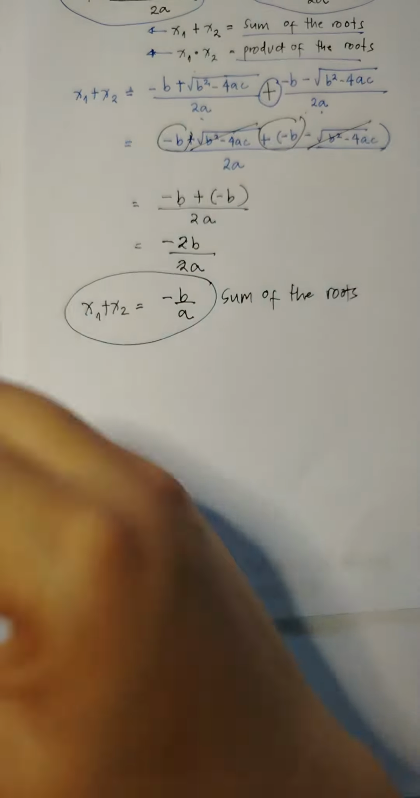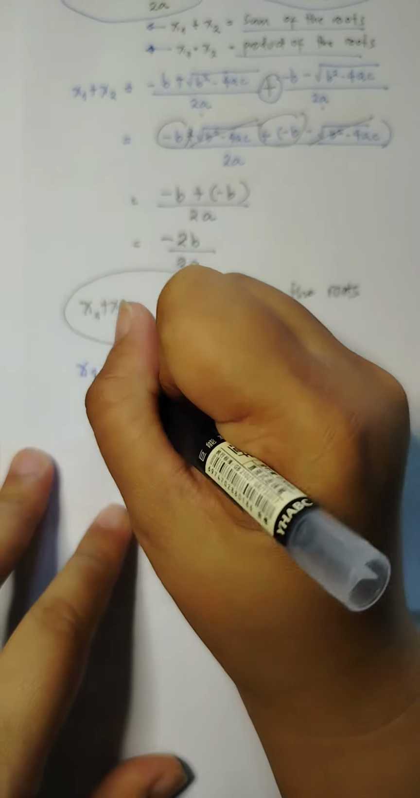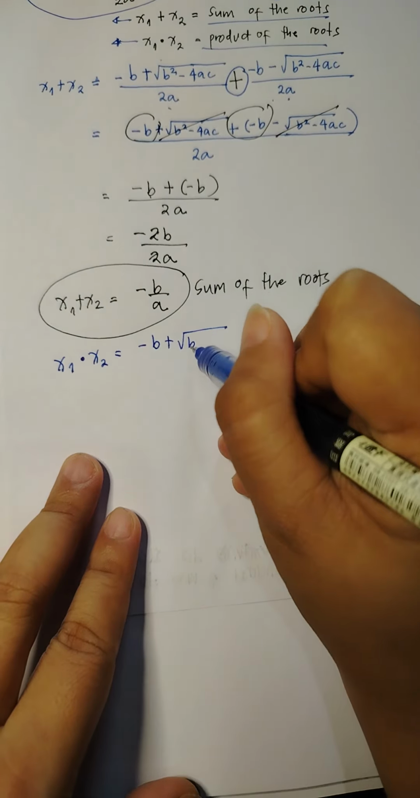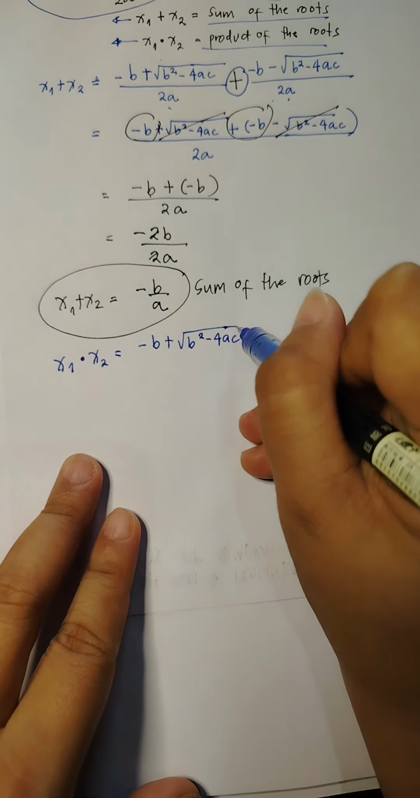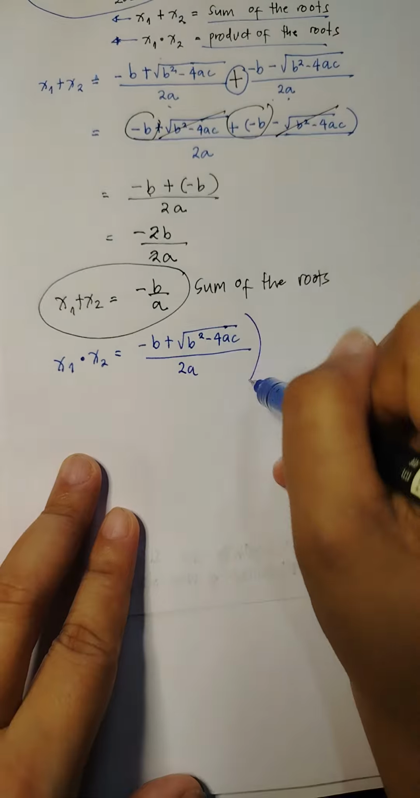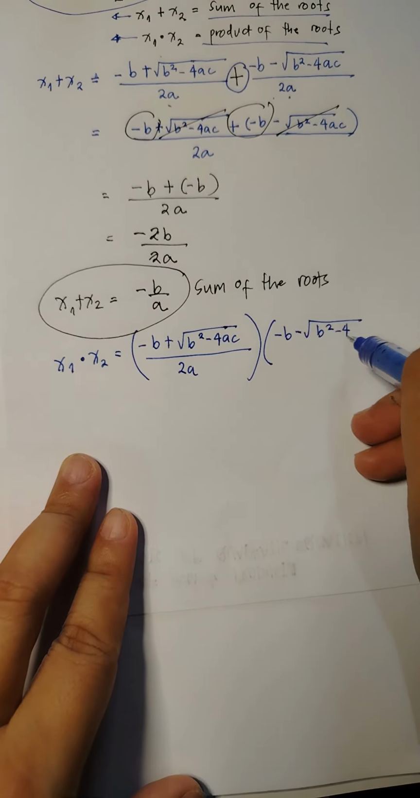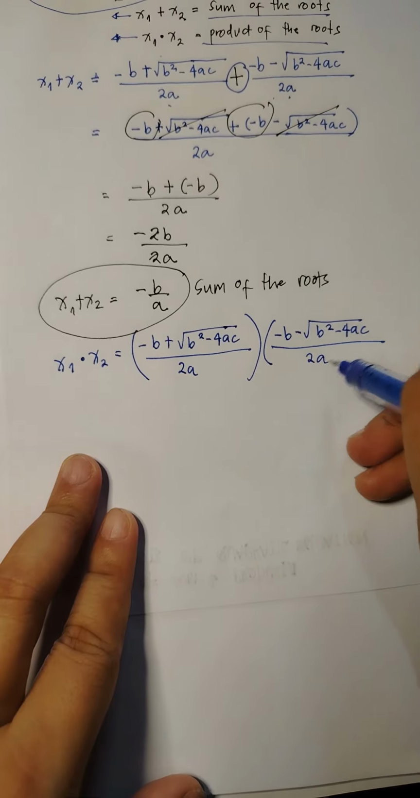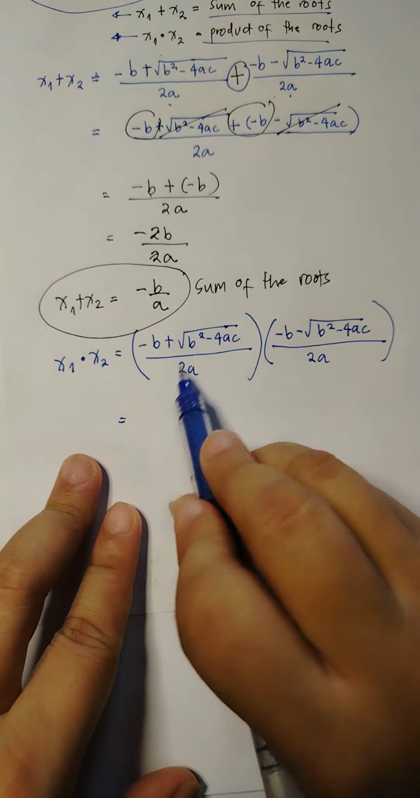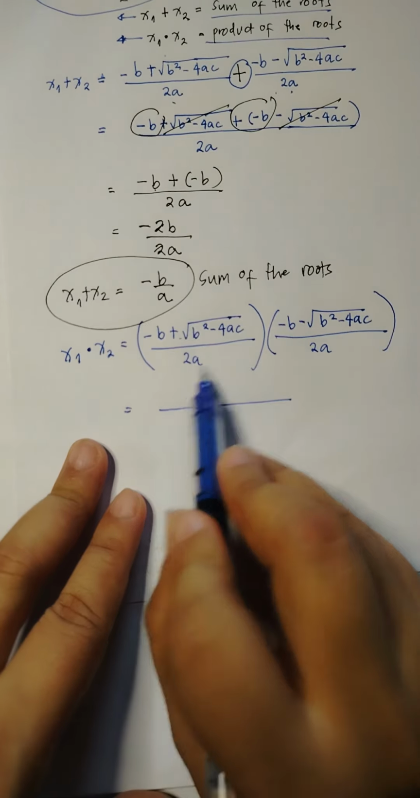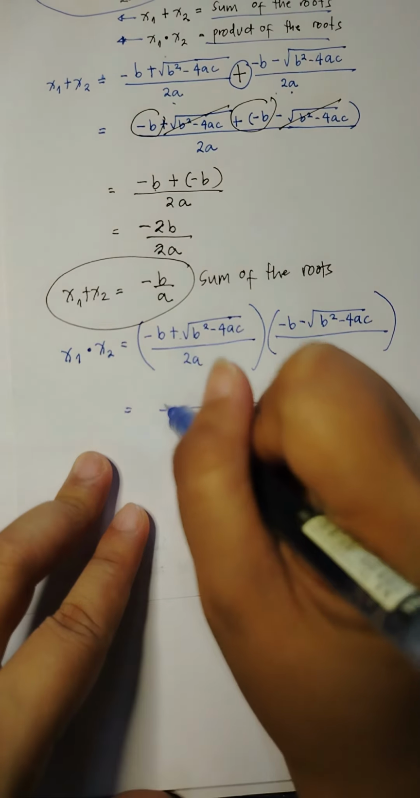Now, for the product of the roots, we have x1 times x2. So it equals (negative b plus square root of b squared minus 4ac) over 2a, times (negative b minus square root of b squared minus 4ac) over 2a. Okay, so the rule for this is to multiply numerator to numerator, then denominator to denominator. So let's start with this.